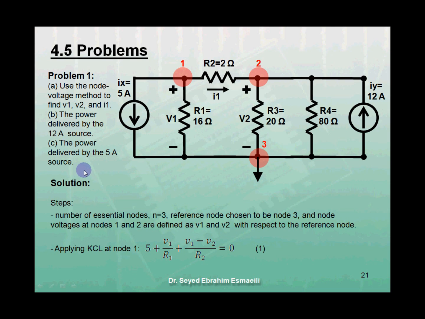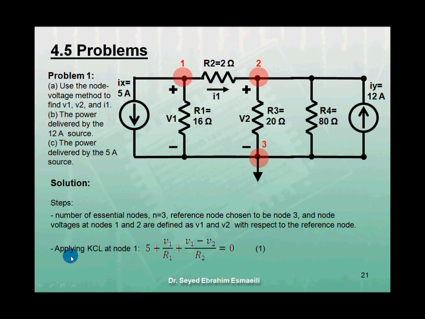In problem 1, we need to use the node voltage method to find V1, V2, and I1. We also need to find the power delivered by the 12 and 5 amp sources. We start our solution by identifying the essential nodes in the circuit, which are node 1, node 2, and node 3, which is chosen as the reference node. The node voltages at nodes 1 and 2 are defined as V1 and V2 with respect to the reference node.